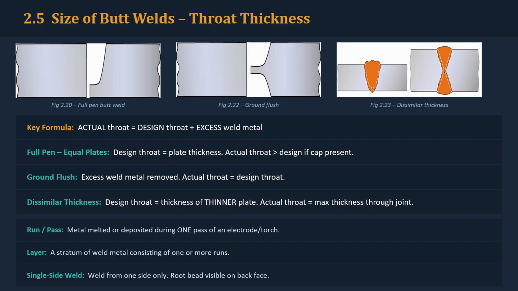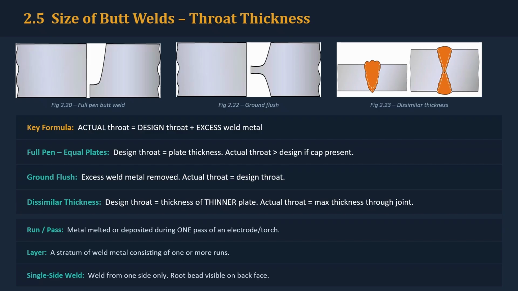We also need to understand run and layer. A run is the metal deposited or melted during one pass of the electrode or torch. A layer is a stratum of weld metal that can consist of one or more runs. This distinction becomes important when discussing multi-run welding and procedure qualification. Finally, a single-sided weld is made from one side of the joint, with the root region on the opposite side.